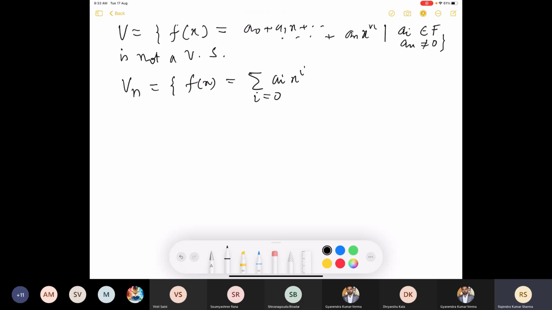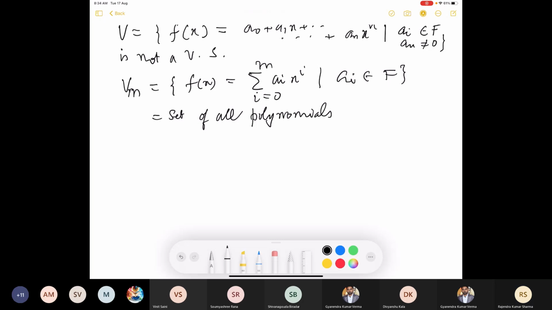Σ a_i x^i, if you want, you can write like this also. Let us take this say m, I fix it. So m. The a_i are from F. m is fixed. So this is the set of all polynomials in x over F of degree at most m. Then this is a vector space.